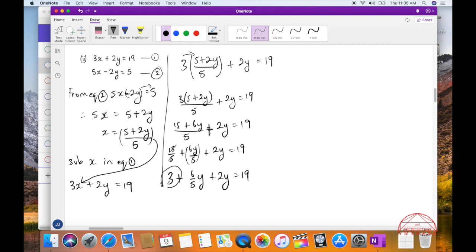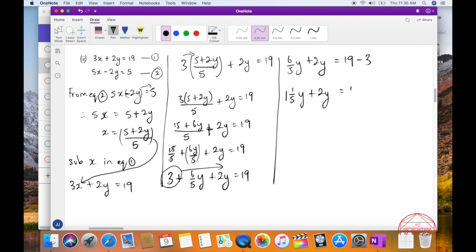How about I take this 3 and I throw it across? So I now have 6 over 5y plus 2y is equal to 19 minus 3. Right? Now what is 6 over 5? That is 1 and 1/5 y plus 2y is equal to 19 minus 3, which is 16.